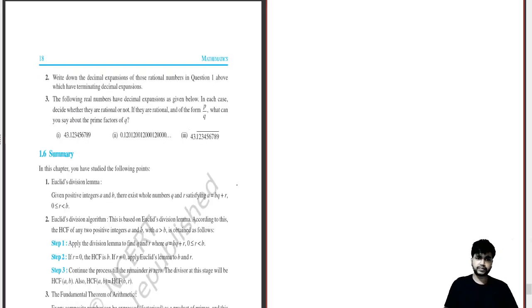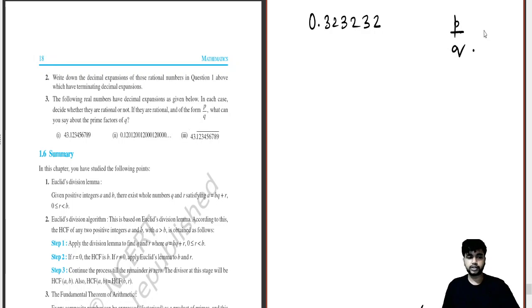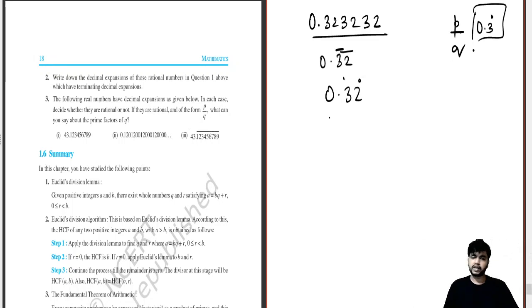Moving on further, there is one more part left out. The question says 0.323232, make it in p by q form. This is your question. The question can be given like this, and there are many cases which I will be dealing with in the answers. The first case is over here, and the simplest is 0.3 recurring, meaning one number recurring only. We will deal with everything.